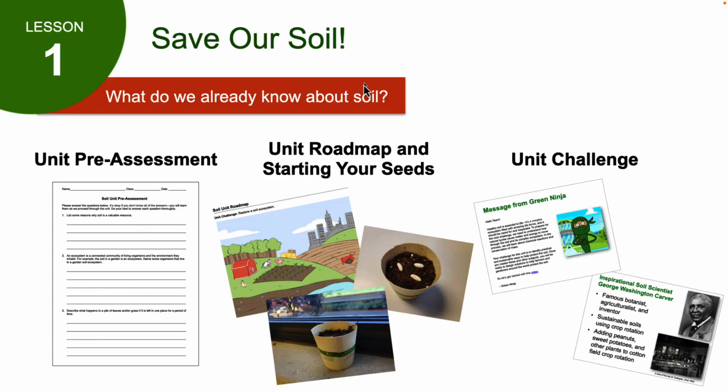In Lesson 1, we start with a pre-assessment to figure out what we already know about soil. We then discuss the unit roadmap and see that plants are, of course, a fundamental part of our soil unit, so we start right away planting seeds that we'll use in later investigations. Then the Green Ninja delivers the unit challenge, and we watch a brief video motivating the unit about composting. A short presentation then introduces students to George Washington Carver, who's a pioneer in soil sustainability that we can use as an inspiration throughout this unit.